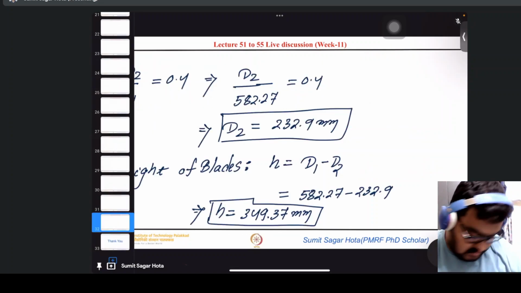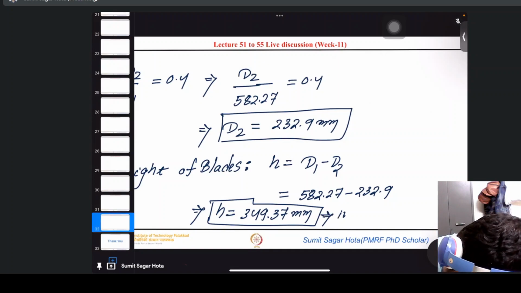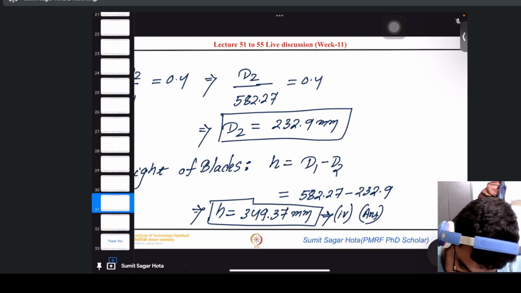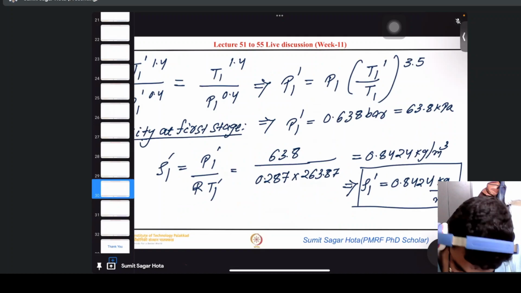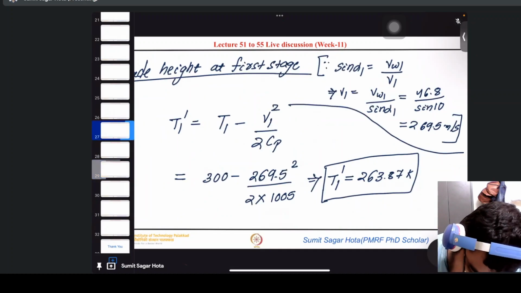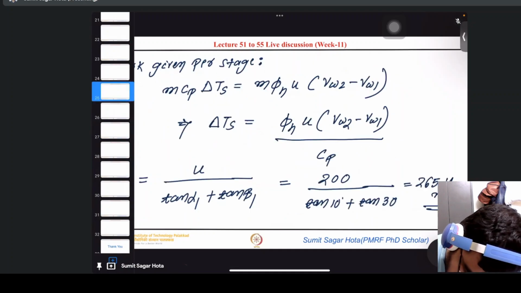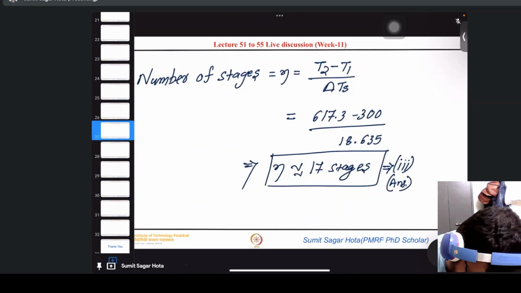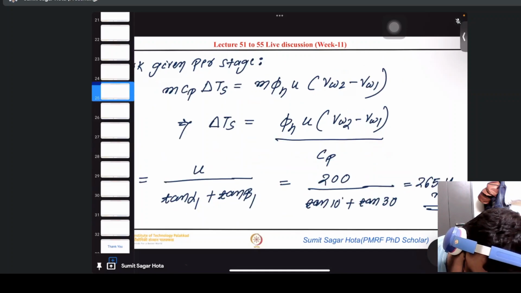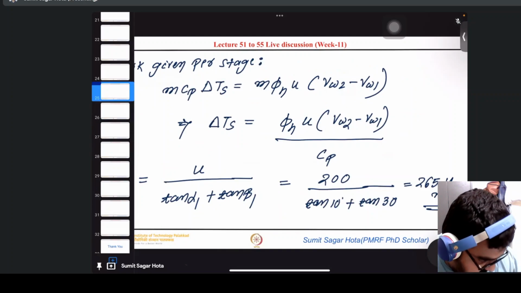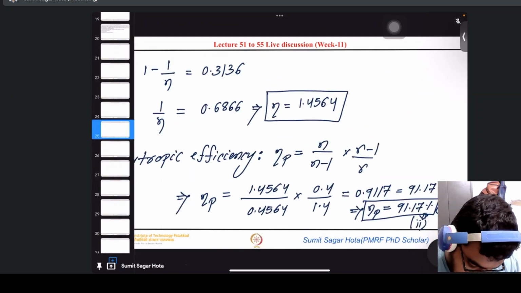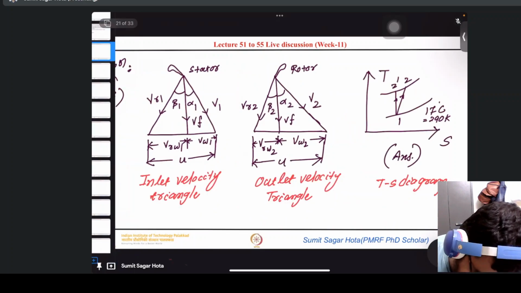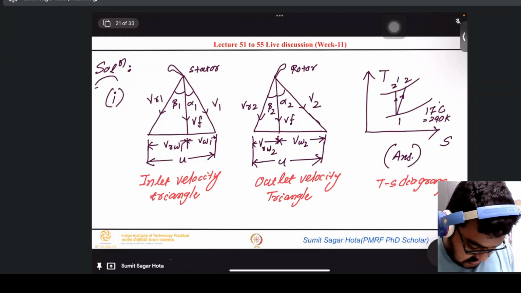The last bit of the question, the fourth bit, is here. Number of stages. Where is number of stages? Yeah, number of stages is here. Then stagnation polytropic efficiency is here, then your plot is also here. Everything is here. We solved all the questions.